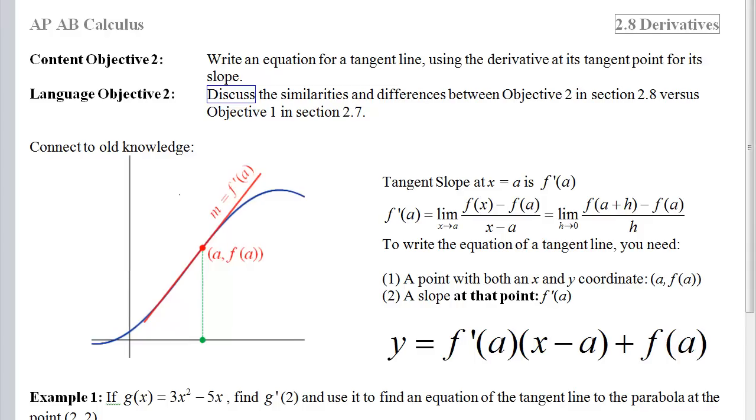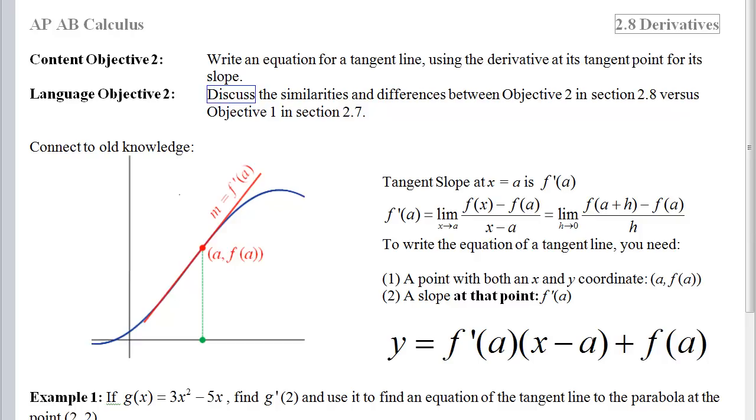This is section 2.8, derivatives. Content objective 2: we want to write an equation for a tangent line using the derivative at its tangent point for the slope. So by the time we're done, you should be able to discuss the similarities and differences between objective 2 in section 2.8 versus objective 1 in section 2.7.